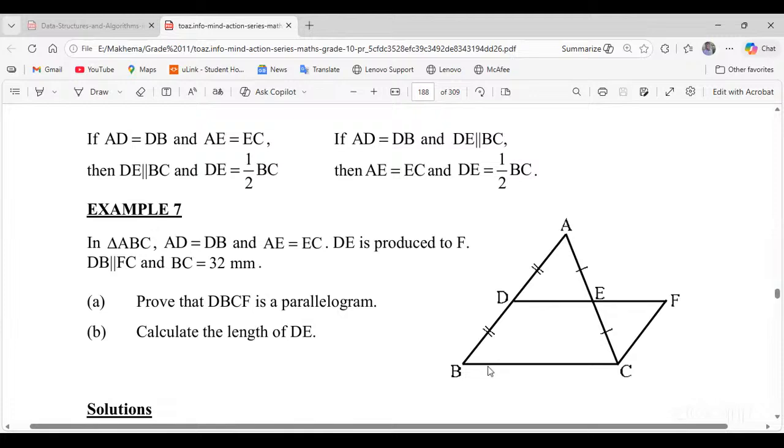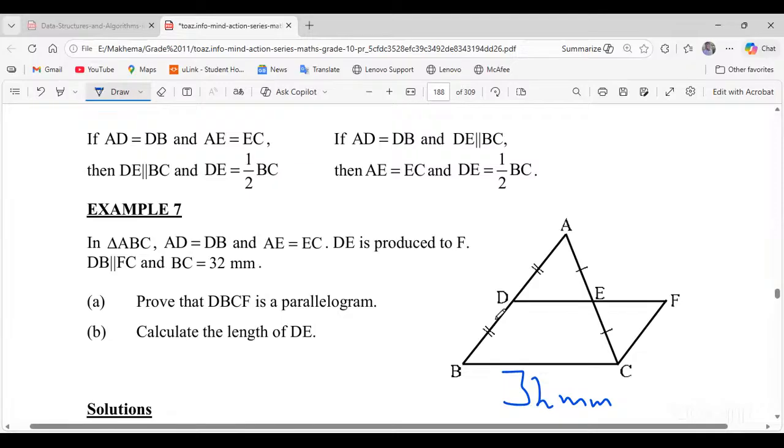And BC is 32 millimeters. So, okay, let me write that on the diagram. This is 32 millimeters. And then I'm given that this DB is parallel to FC. This is what we are given. Now, since in triangle ABC, I'm given that this is equal to this, and this is equal to this, and on the other side, this is equal to this, I can just say DE is parallel to BC, midpoint theorem.